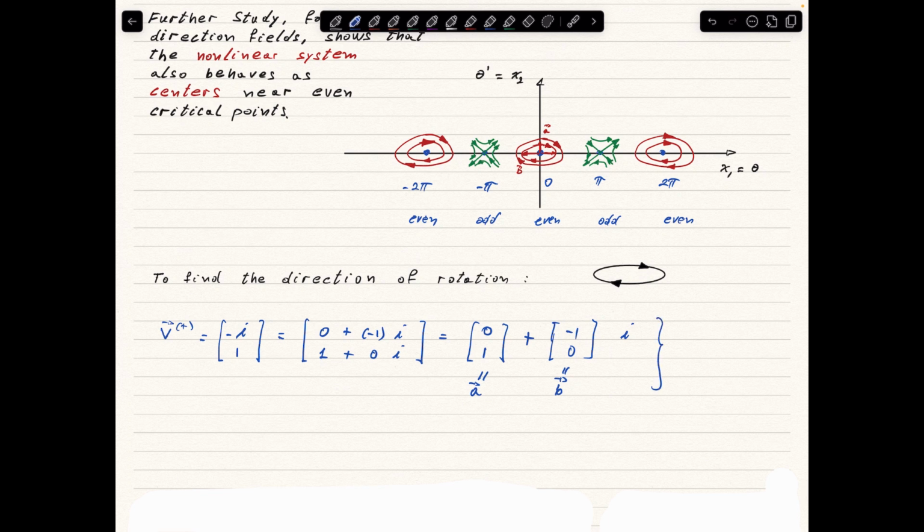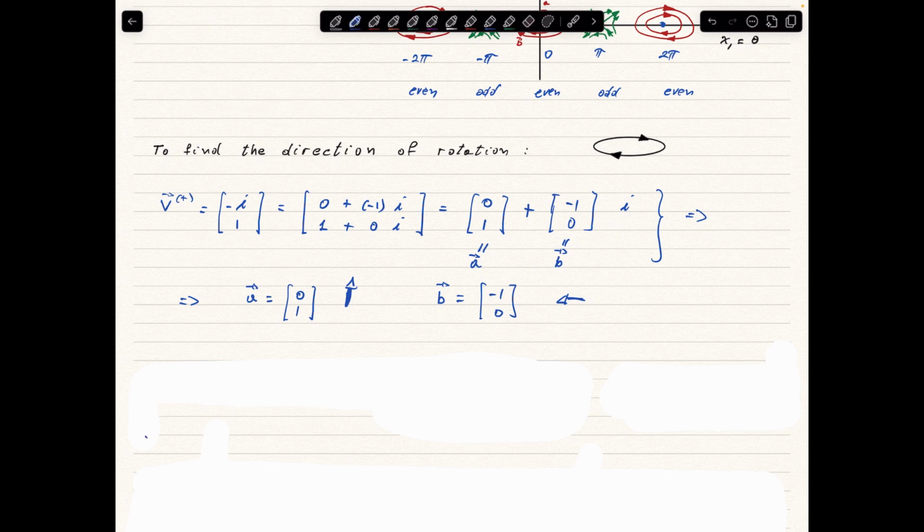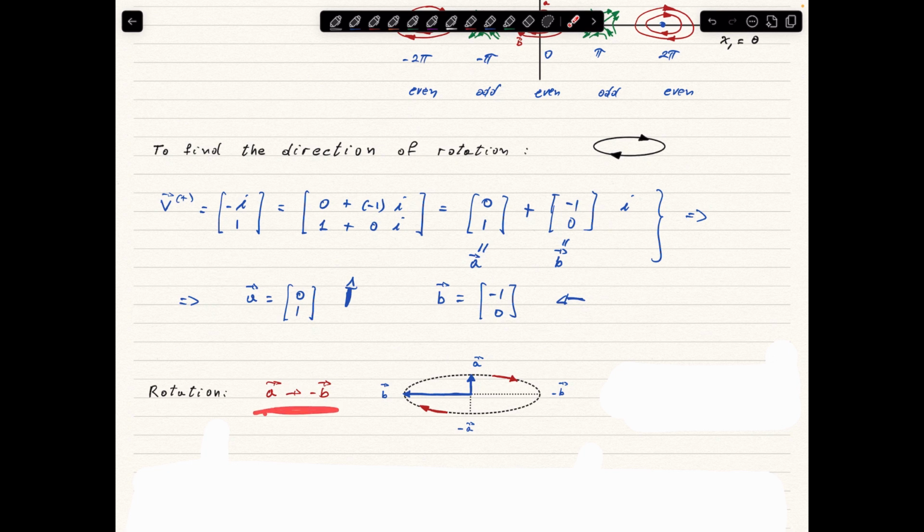So all this gives us that the vector a is 0, 1, which is a vertical vector pointing up, and then b is the vector negative 1, 0, which is a horizontal vector pointing to the left. And with that, recall the rotation is always in the direction a to negative b. And this is b, this is a.